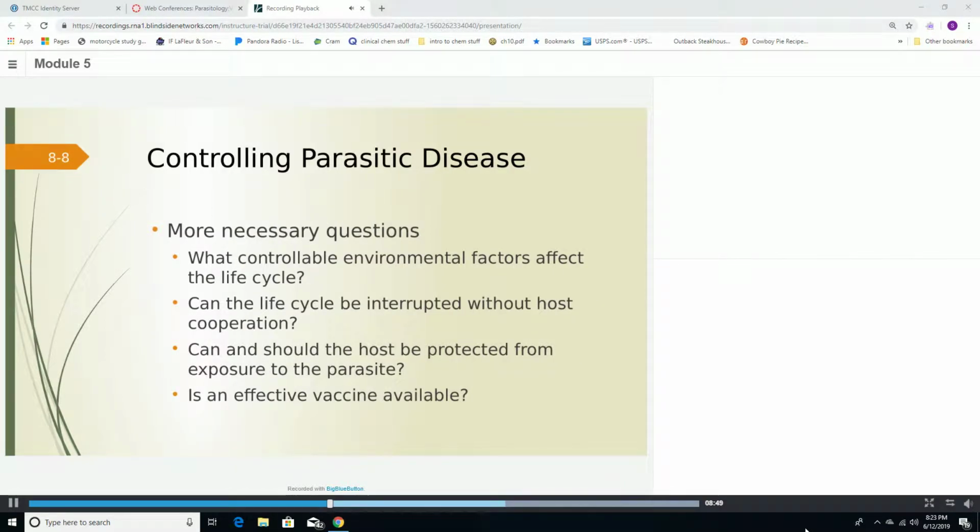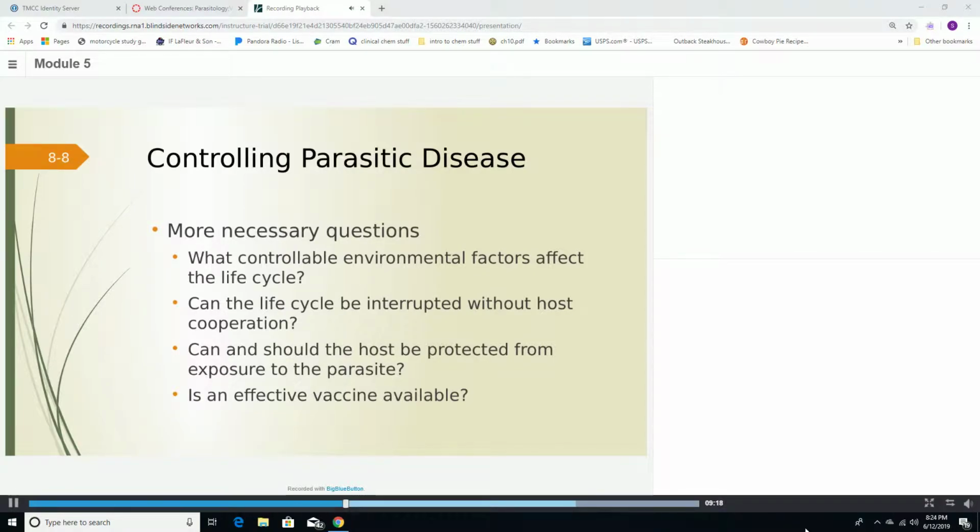More necessary questions: what controllable environmental factors affect the life cycle? When we think about environmental factors, we want to think about the vectors. These flies, these mosquitoes, these ticks that are intermediate hosts, or infective hosts, or just vectors, for these parasites. How can we control those factors? Are we going to spray to get rid of these parasites? Are these mosquitoes or these flies?